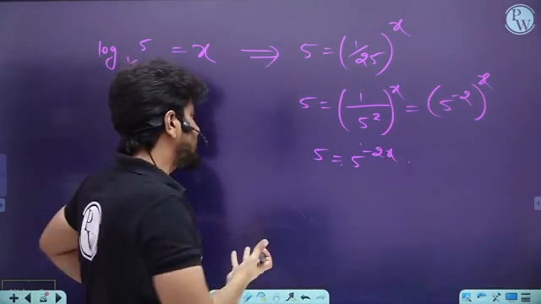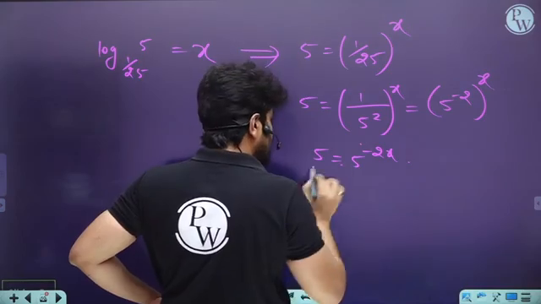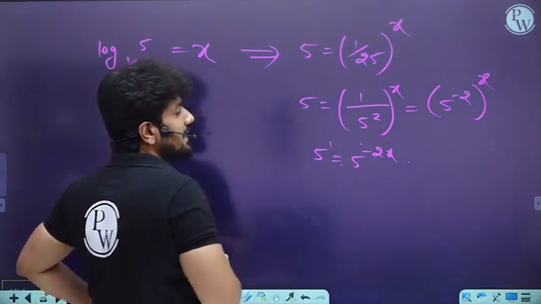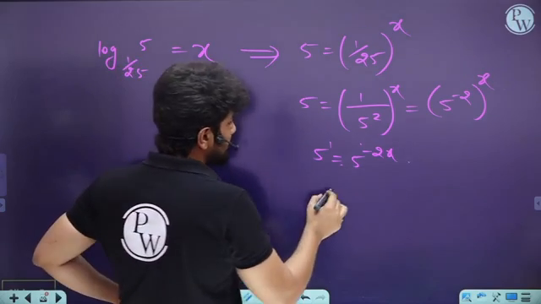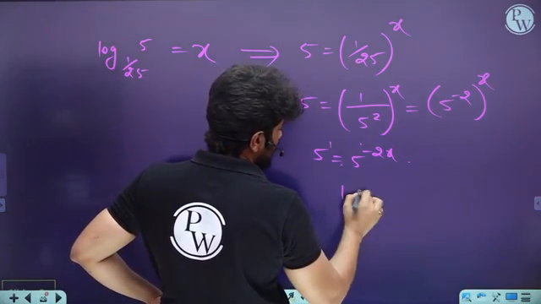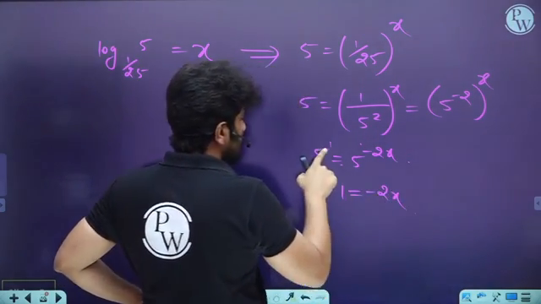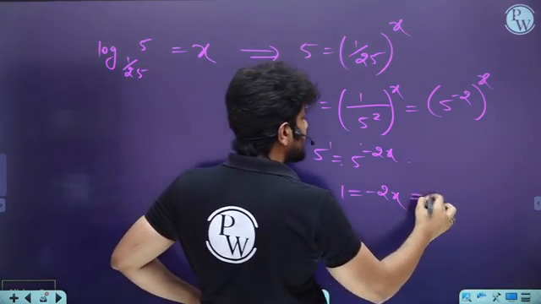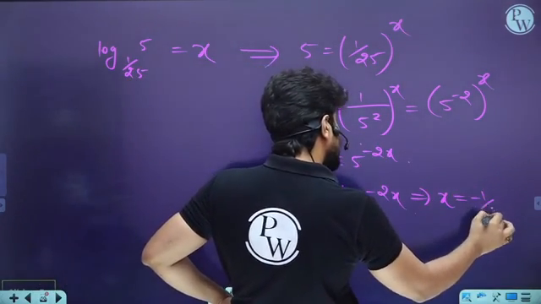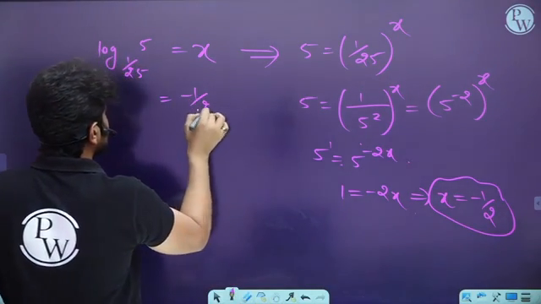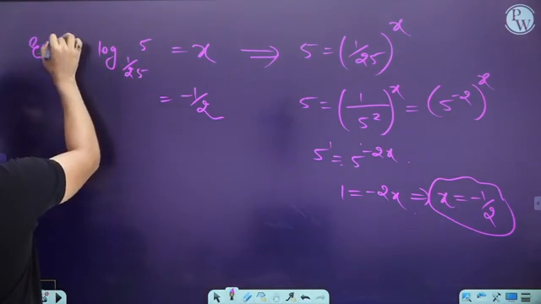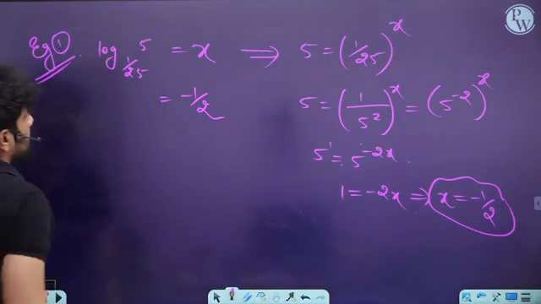Simply now equate the powers. Here we have 5 raised to the power 1 on the left hand side. On the right hand side we have 5 raised to the power minus 2x. So if you equate the powers, 1 is equal to minus 2x. It means x is equal to minus 1 by 2. So you can directly get the answer that its answer will be minus 1 by 2. This is example 1. Okay.